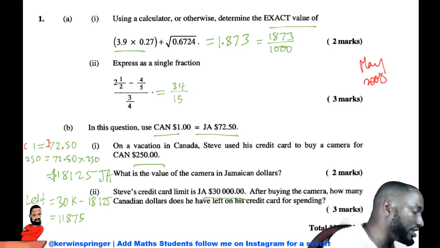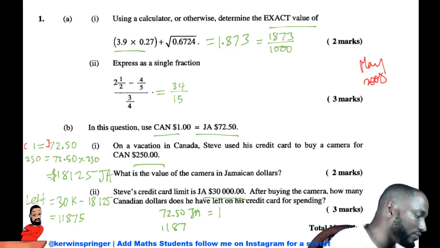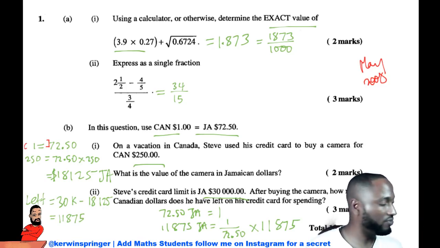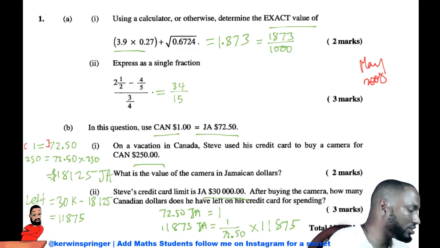And now you want to change this to Canadian dollars, so it'd be like 72.50 Jamaican is equal to 1 Canadian, then 11,875 of the Jamaican dollars. So always do this: 72.5 multiply by 11,875. So essentially, you're just doing 11,875 divided by 72.5. And everybody's saying 163.79.